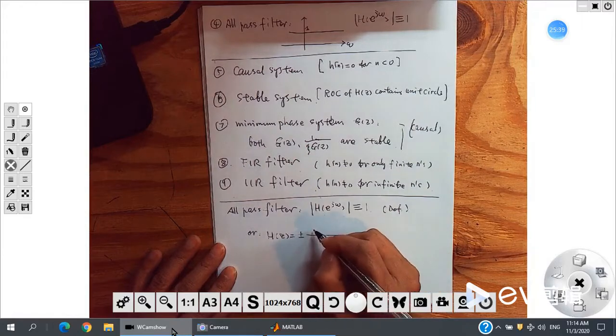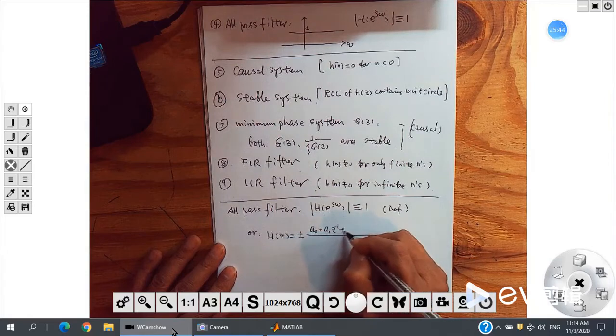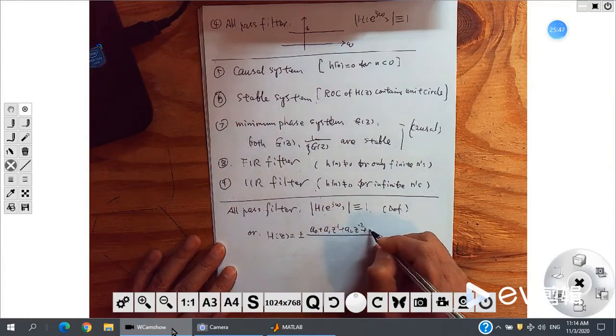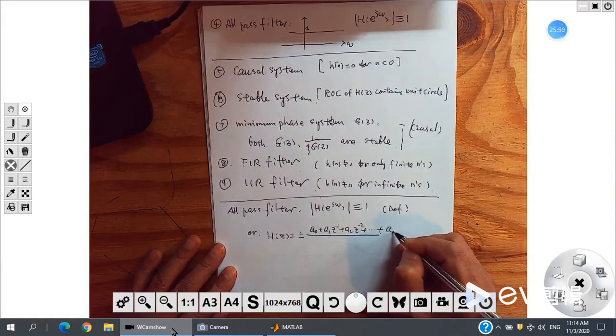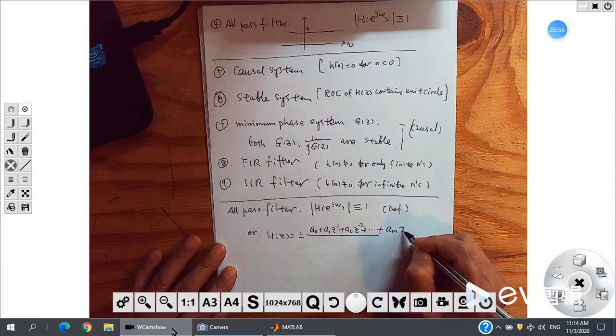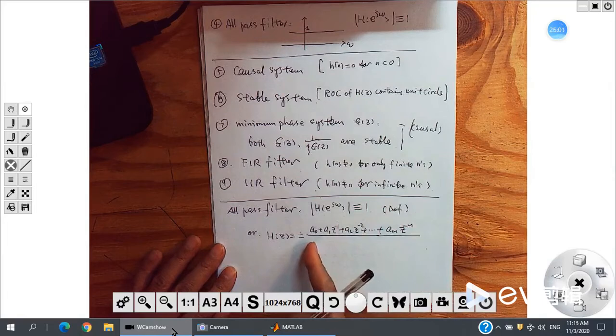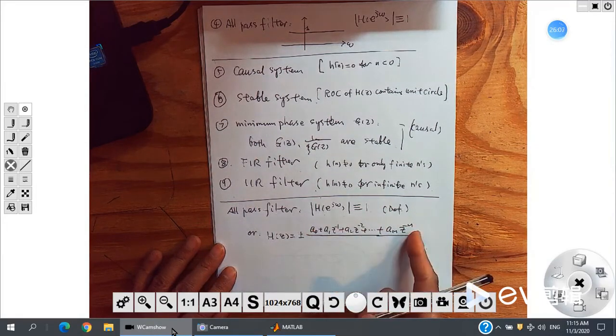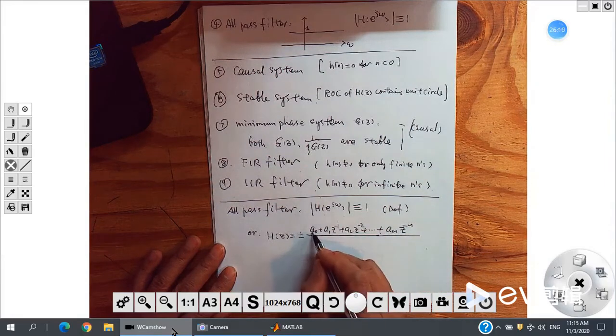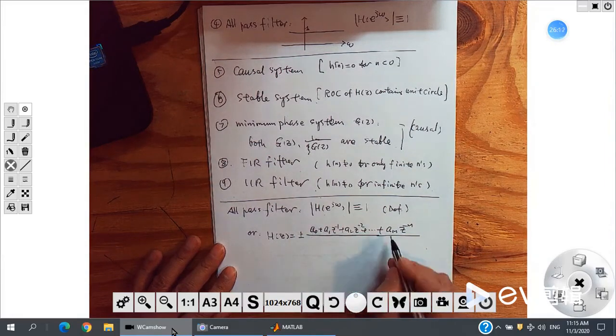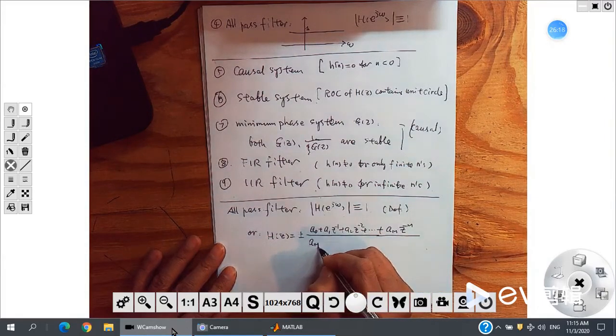Here's the numerator, suppose this is a0 plus a1 z to the negative 1 plus a2 z to the negative 2 plus, until am times z to the negative m. This is the numerator. Then the denominator, we will have a polynomial similar to the numerator. Just change the order of the coefficients. So am, which in the numerator is the last one, now you put in the front. The first one is am.